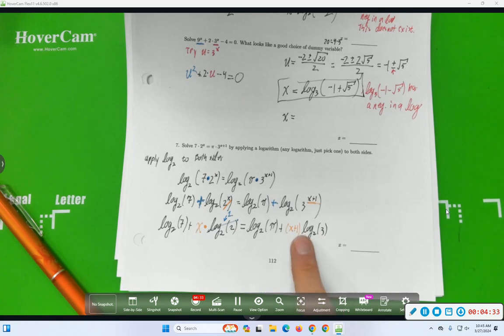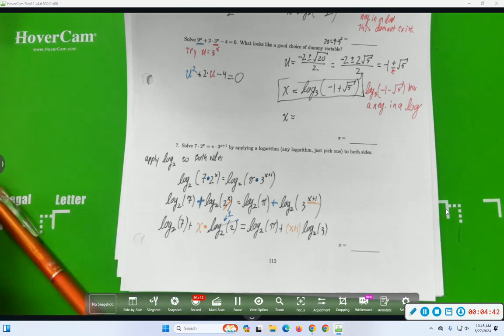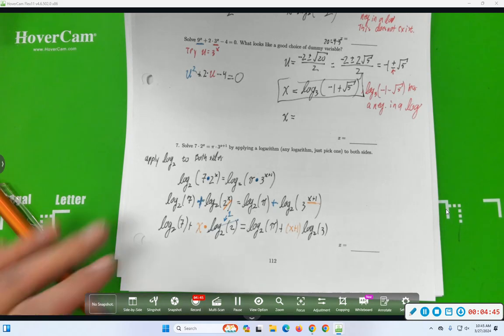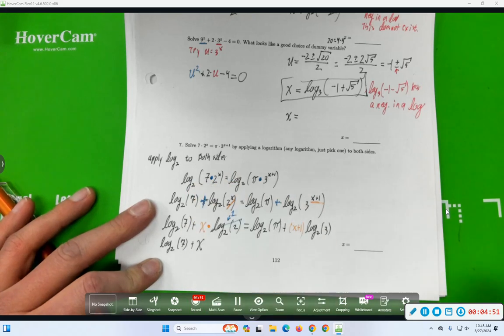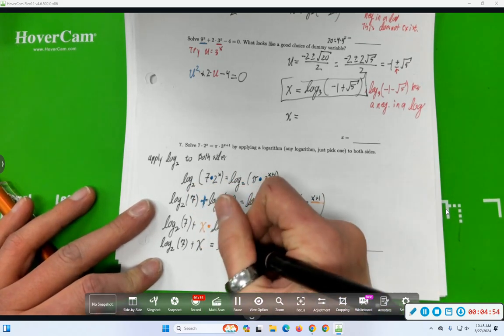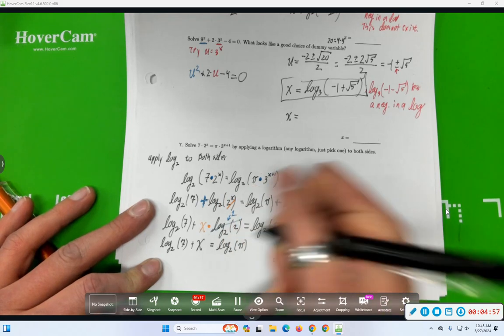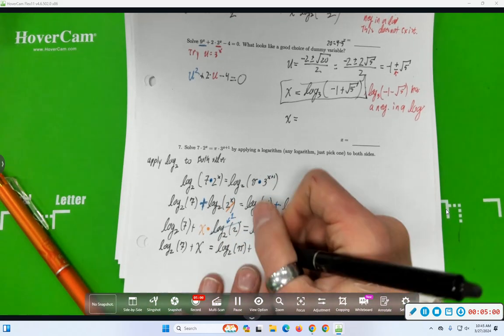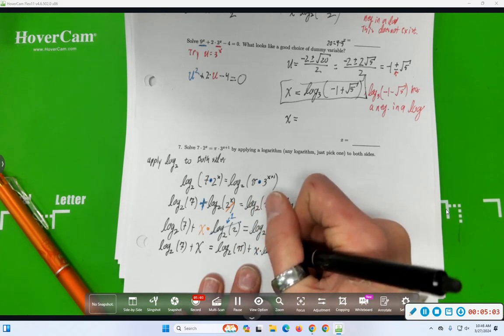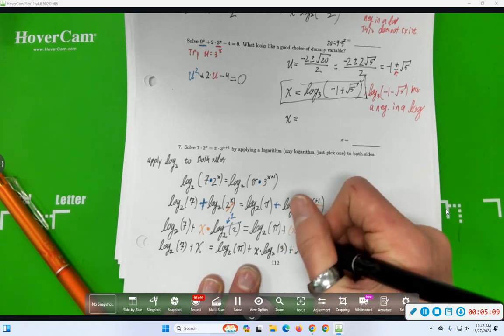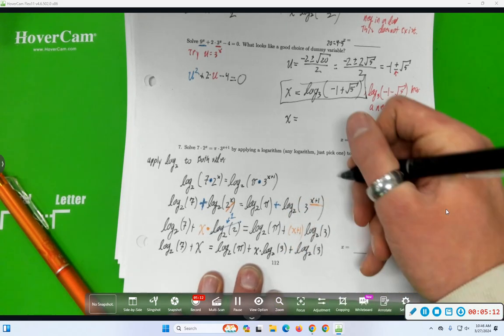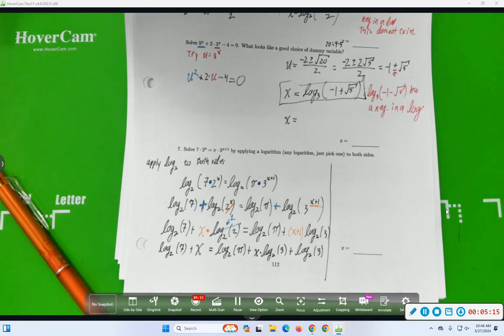I guess before I can begin, let's do some distribution on this side, because I see an x plus 1 times a constant. So, log base 2 of 7 plus x times 1 is equal to log base 2 of pi plus, distribute, x times log base 2 of 3 plus 1 times log base 2 of 3. All right, coming along?